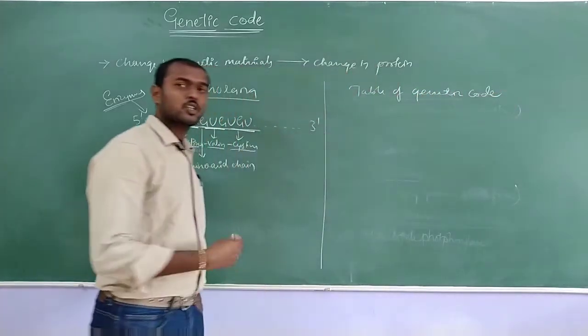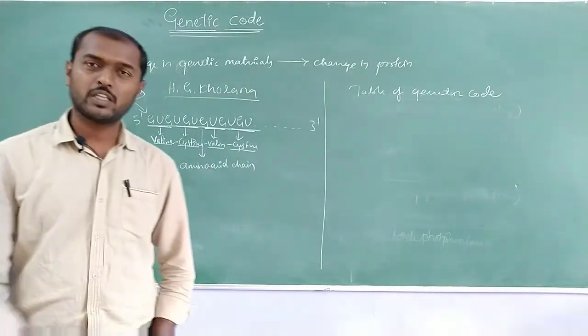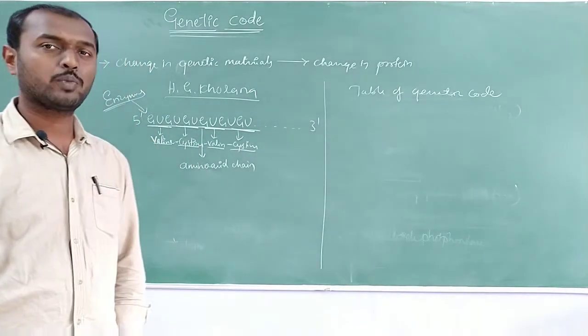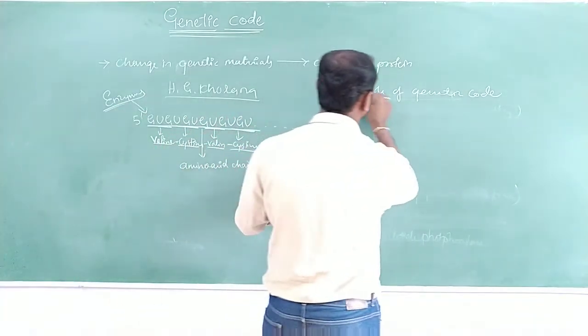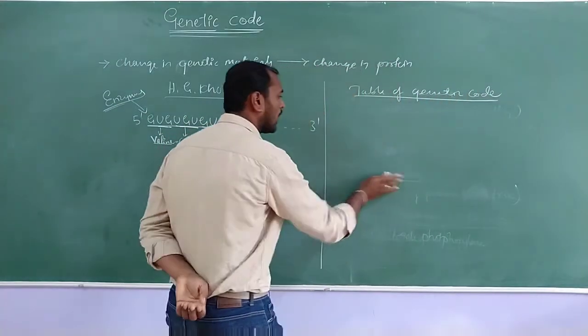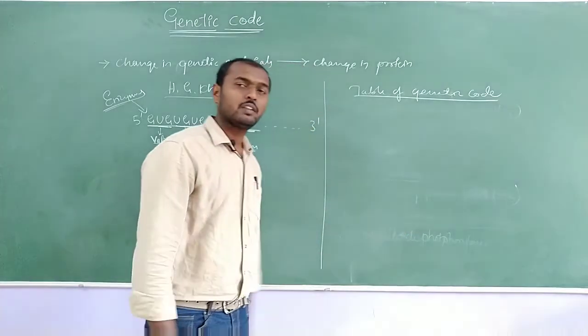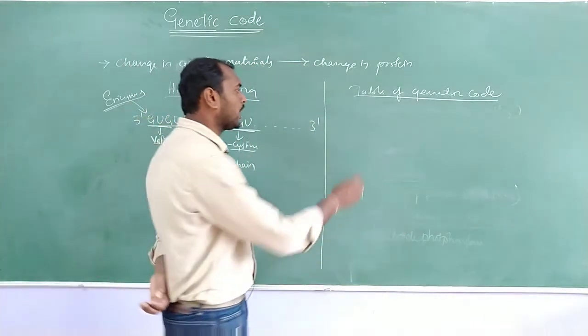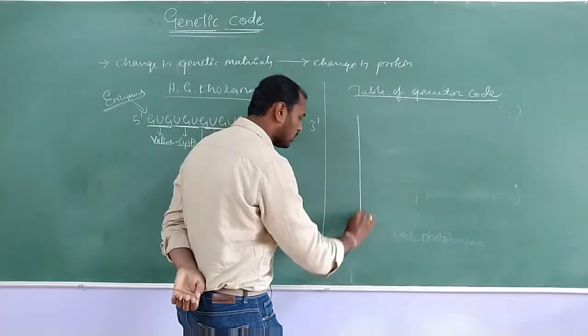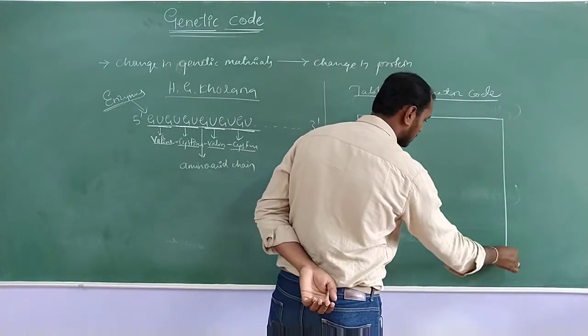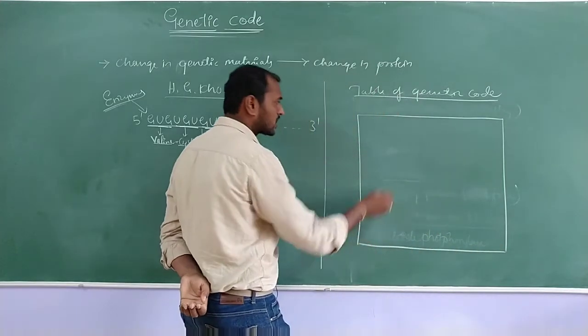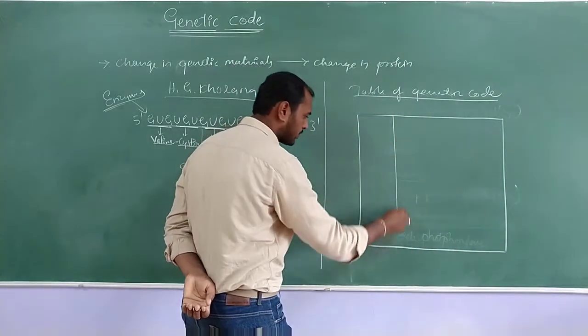Okay, so scientist George Matthew took this information and established the genetic code. So what actually is the genetic code, and how many genetic codes are there, that is what we can see here. Okay, so genetic codes are going to be constructed somewhat like this.